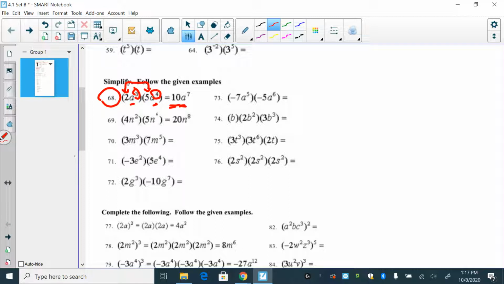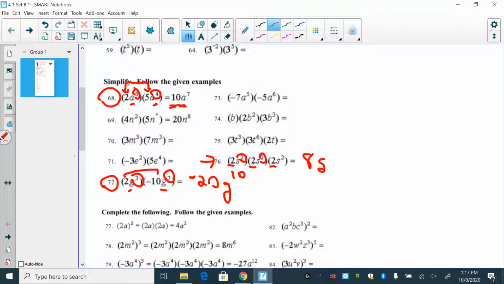So let's try another one. So if I do 72, I go 2 times negative 10, so that's negative 20, coefficient multiplied with the coefficient. I've got a g and a g, so I'm going to rewrite that. And then I'm going to add the exponents of 3 and 7, so I have an exponent of 10. Let's do 76. So I'm going to go 2 times 2 times 2 for the coefficients. So 2 times 2 is 4, times another 2 is 8. And then I have s, and then how many do I have? I have 2 here, 2 here, 2 here. So I'm going to add them together. 2 plus 2 plus 2, exponent of 6.